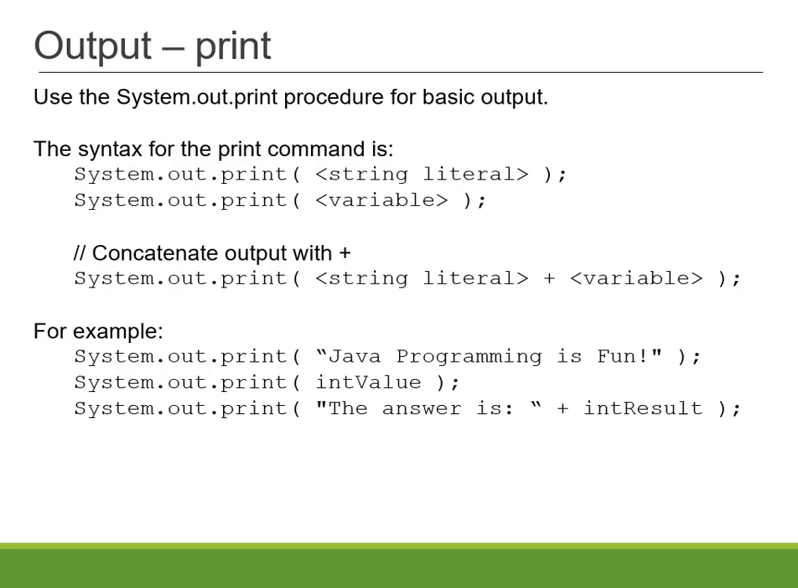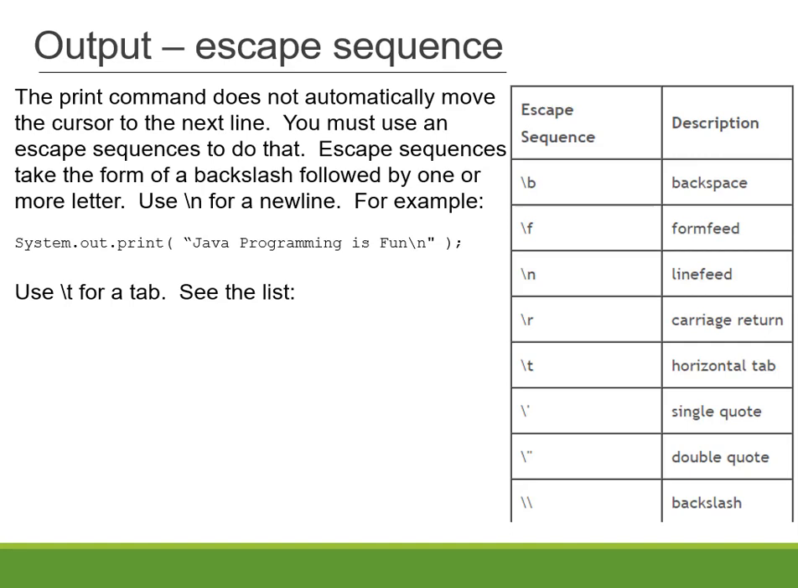System.out.print is used for basic console output. Here are some programming examples of using it. It's good to memorize escape sequences for your program output. For example, \t for tab, \n for line feed, \b for backspace, and refer to the following list on the screen.